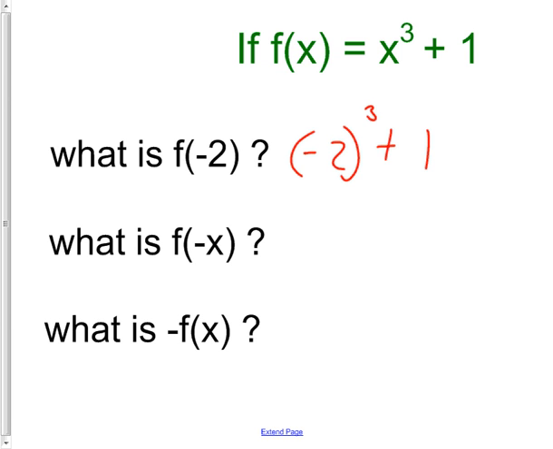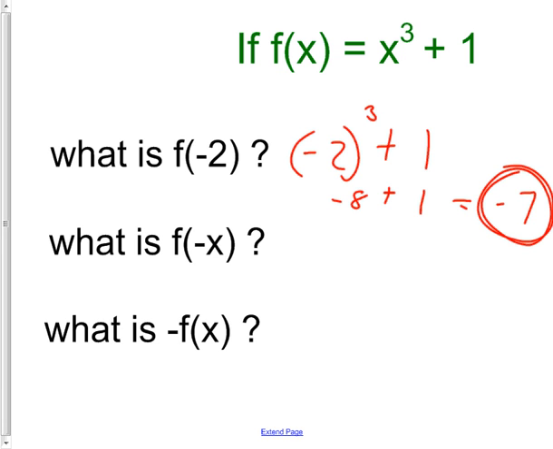So on the first one, Mr. M, what'd you get? Did I say your name wrong? I'm trying not to say your name on the tape, so go ahead. What'd you get? All right, negative 8 plus the 1, making negative 7. Okay, how about f of negative x?